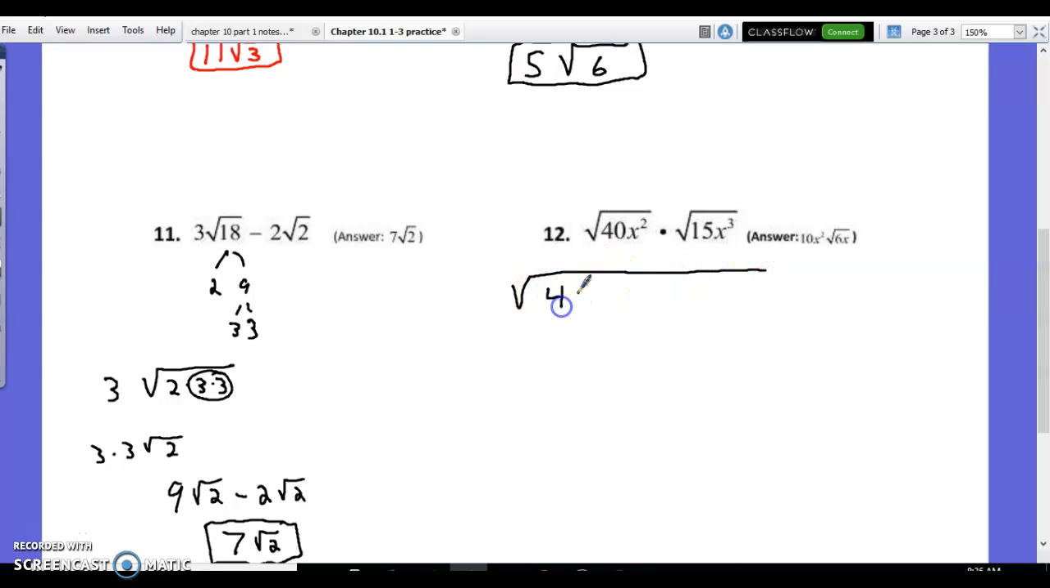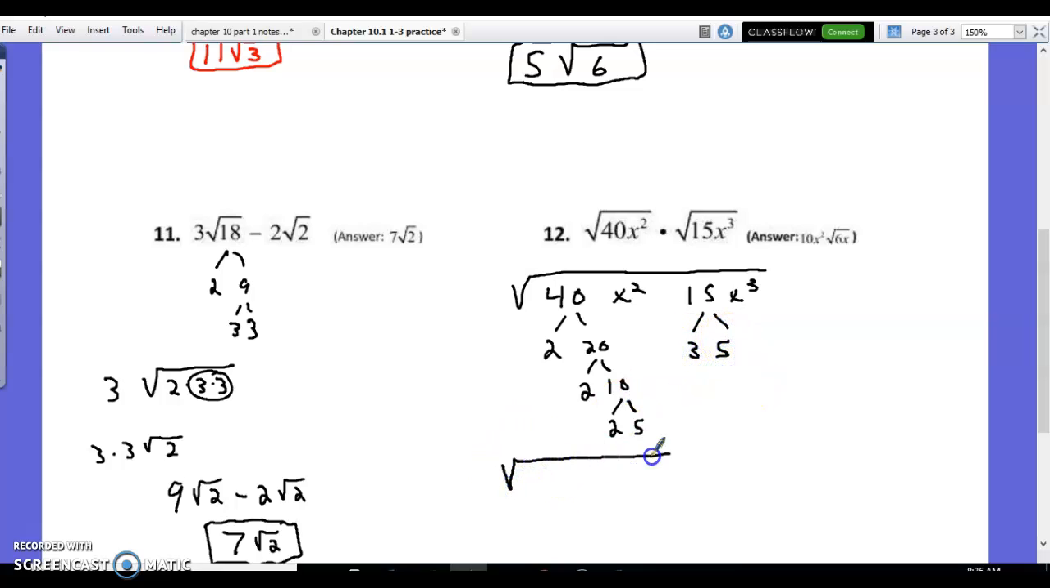All right, over here we can put these under one radical again. So we have a 40 we have to break down. We have a 15 we have to break down. We have an x squared and x to the third. I'm going to do the whole numbers first. So 40 we have 2 and 20, 2 and 10, 2 and 5. We have those end ones we're going to put in. 15 we have 3 and 5.